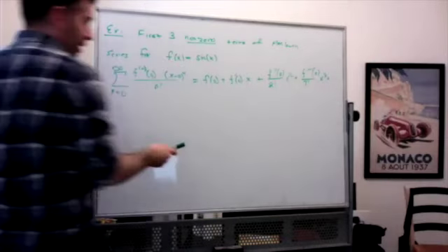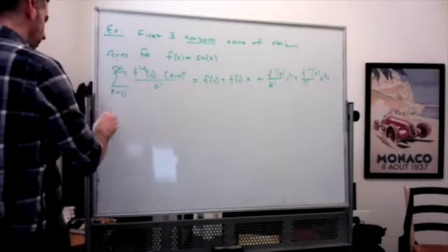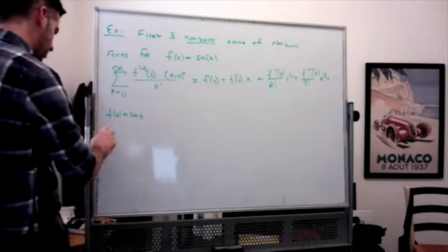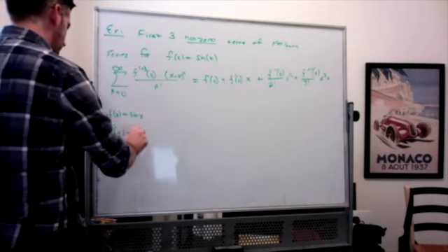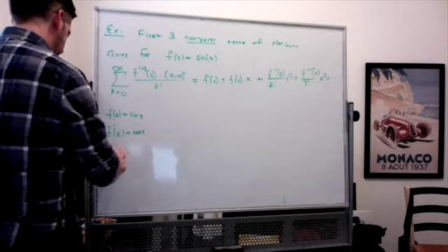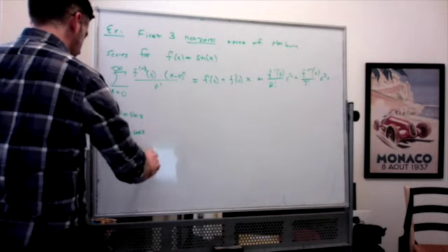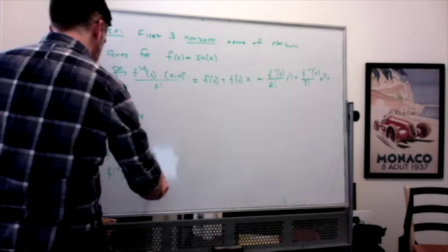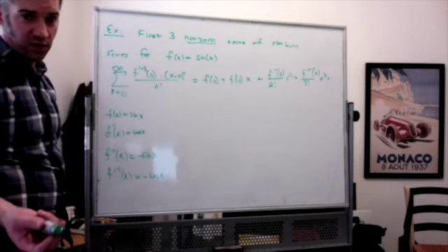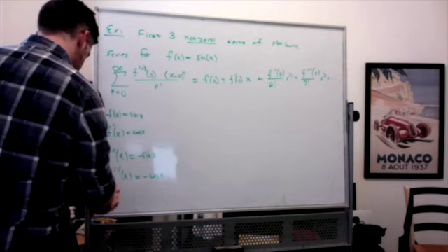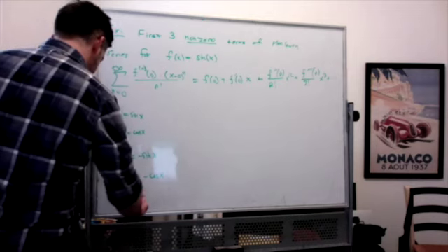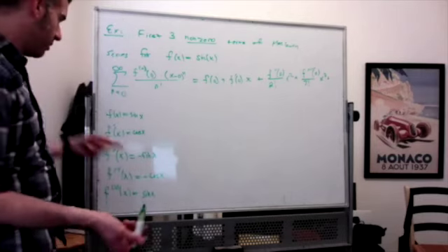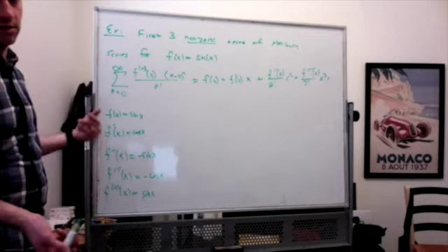So let's go ahead and find our derivatives. Our function is sine of x. We know the derivatives of sine, right? The first derivative is cosine. The second derivative is negative sine. The third derivative is negative cosine. And the fourth derivative, you're back to where you started at sine. So we've got this cycle here of sine, cosine, negative cosine, sine, cosine, right?